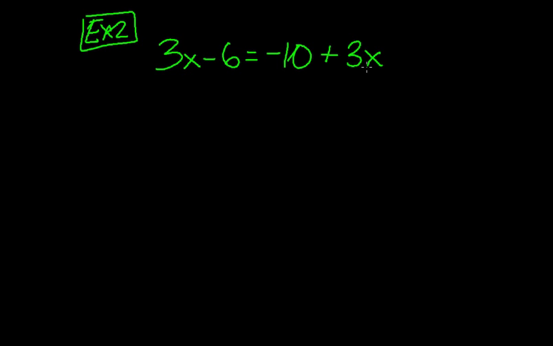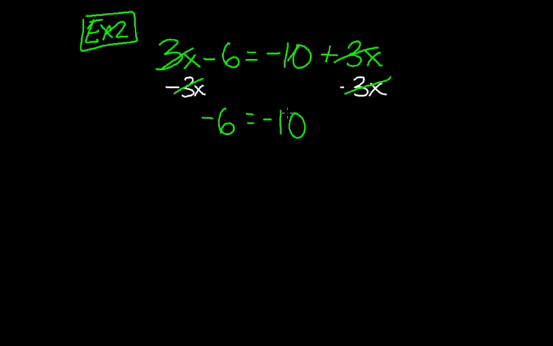Here, it doesn't matter which one to get rid of. They're both 3x's, so let's get rid of the first one. I'm going to minus 3x on each side. So you can see maybe what's going to happen if we start doing this. On the left, 3x and negative 3x cancel out, leaving a negative 6. On the right, 3x and negative 3x cancel out, leaving a negative 10.